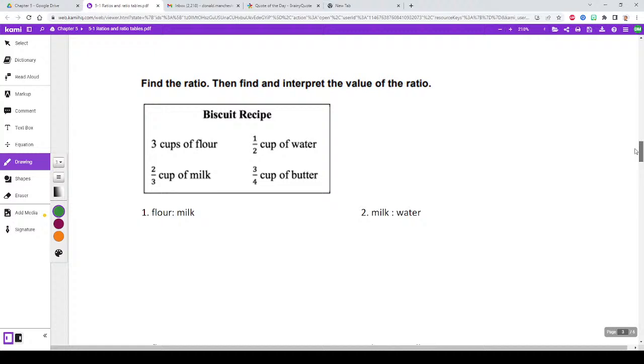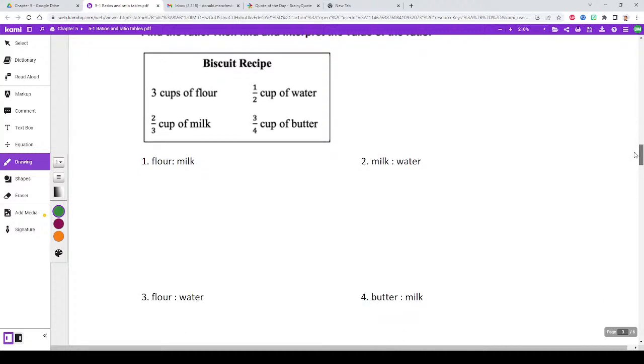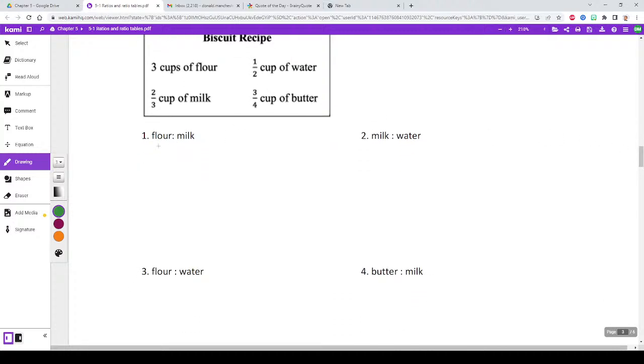Okay. Find the ratio, interpret the value of the ratio. So here we go. We're going to go flour to milk. So that's 3 over 2/3. That's the ratio. But that's actually 3 times 3 over 2. So that's 9/2. So we have 9/2 cup flour for every cup of milk.